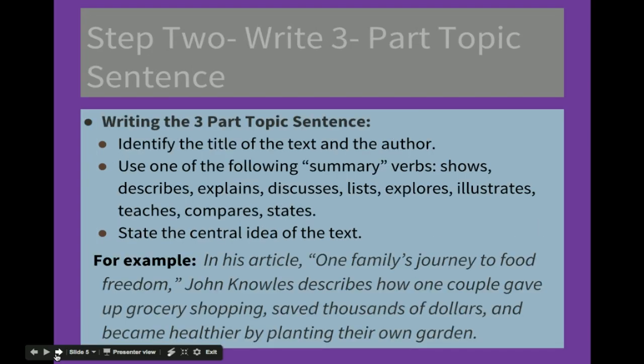All right, the second step is to write a 3-part topic sentence. In your topic sentence, you're going to identify the title of the text and the author. Then you're going to use a summary verb such as shows, describes, discusses, states, and then state what the central idea of the text is. So within this topic sentence in which you introduce the central idea, you are going to have again the title of the text, the author, a summary verb, and the central idea.